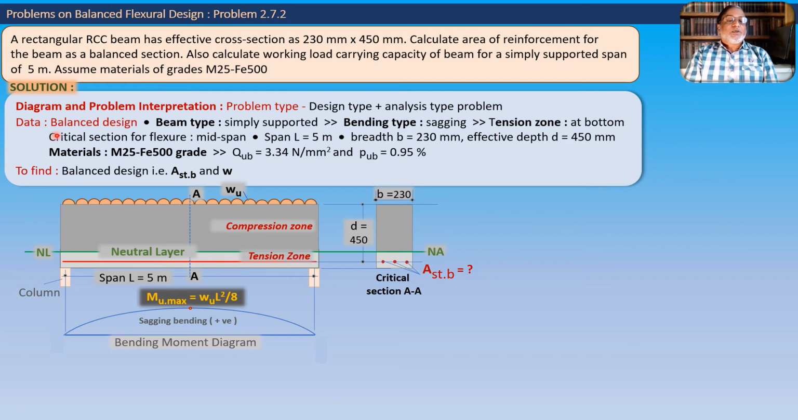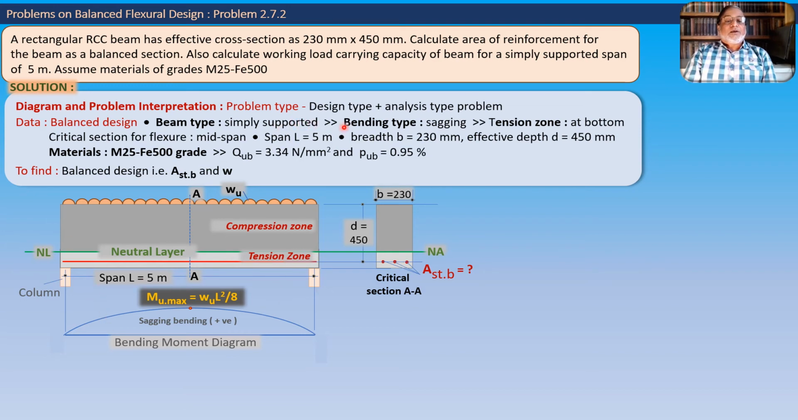Now the data is balanced design. Since there is a part of design in the problem, we have to first of all ask whether it is a balanced design or under reinforced design. It is given clearly as a balanced section, so we have to take the clue that this is a balanced design problem. Now obviously there is a beam, so beam type and everything comes. The beam is given as simply supported. Here they have mentioned at the end simply supported span of 5 meters. So it is a simply supported beam of 5 meters span.